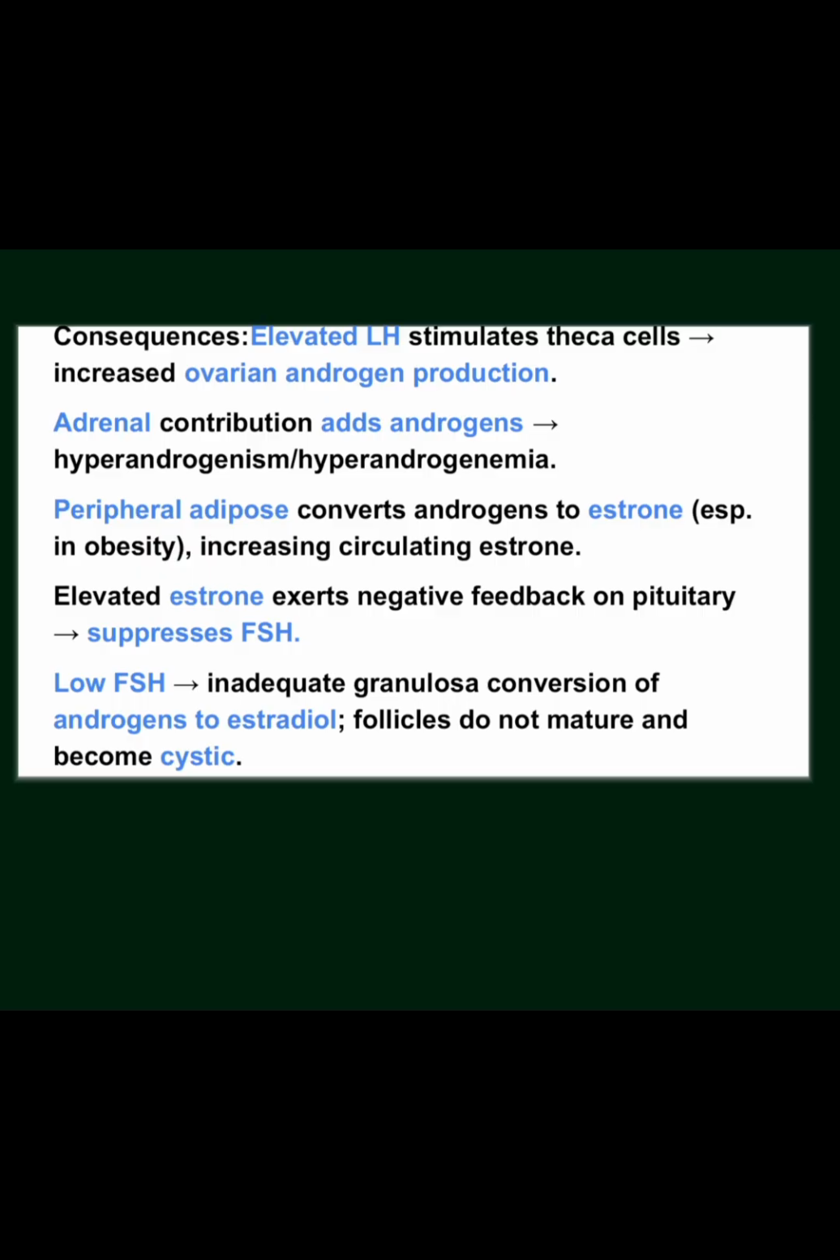As I mentioned earlier in the beginning of the session, we need this estradiol to be produced from the granulosa cells, and the hormone which stimulates the granulosa cells is FSH. So if there's no FSH, there's no conversion of androstenedione to estradiol. That further leads to follicles not maturing and becoming cystic. If you understand the first point, it's easy to pick up these points because we're just consolidating and bridging them from the points we've already talked about.